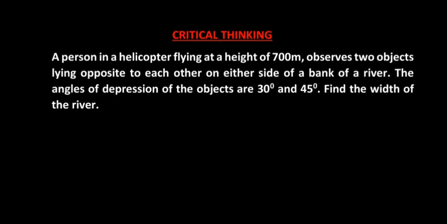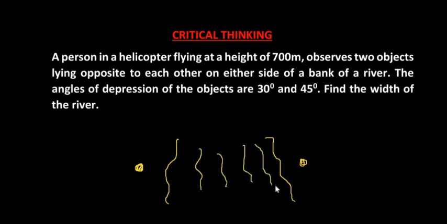Now think that there is a river which is flowing, and there is an object over here and there is an object over here, that is, an object on either side of the river, and this is the river which is flowing, and there is a helicopter which is flying on the top, which is at a height of 700 meters above. So the height is 700 meters.